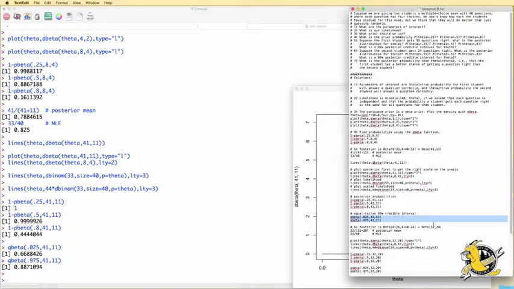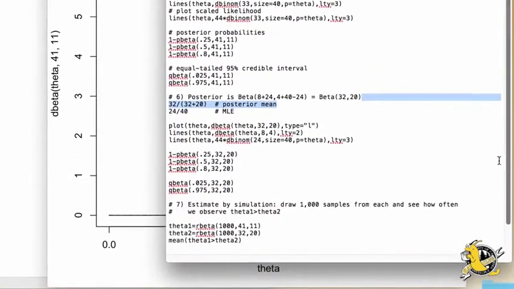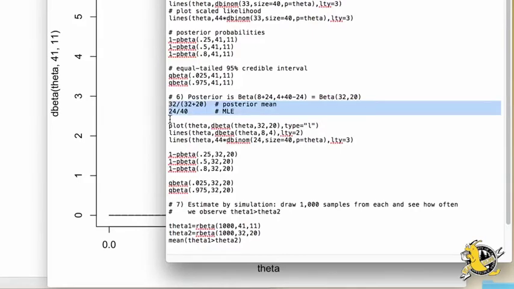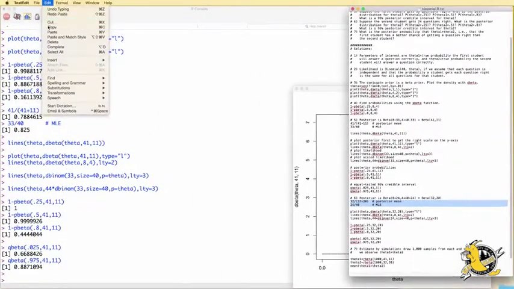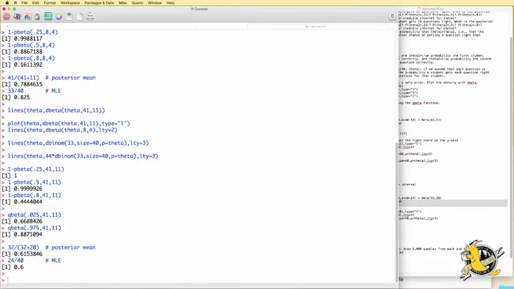All right, now thinking about a second student. The second student gets 24 out of 40 questions right. Their theta 2 now will have a posterior that has a beta distribution with parameters 32 and 20. Get the posterior mean and the maximum likelihood. Again, our prior mean was 2/3. The maximum likelihood estimate is 0.6, and the posterior mean is somewhere in between at 0.615.